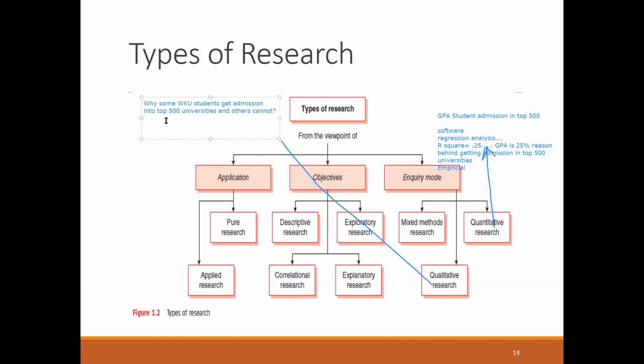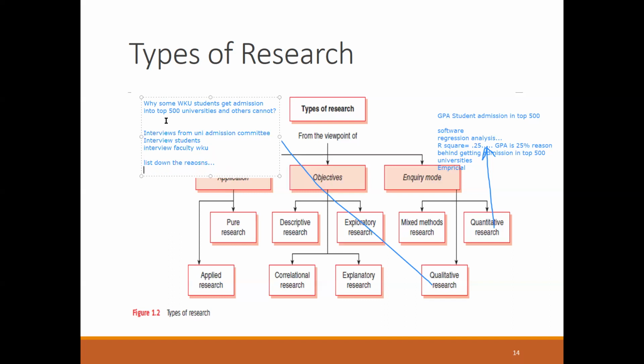Number one, you will get interviews from the universities' admission committees, or you will interview the students, you will interview the faculty of WKU, and then you will list down the reasons. So you don't need to do anything numerically, you don't need to do anything empirically. So you should be very good.